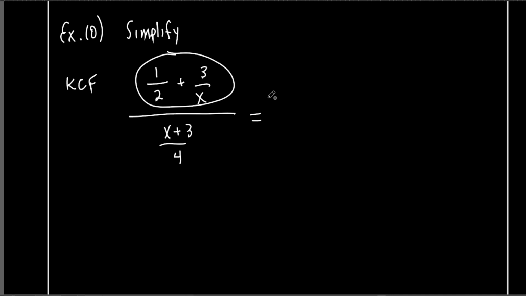You okay with that? I'm not even going to simplify this fraction. I'm not going to add that fraction just yet. I will eventually, but not right now. So let's keep that the same. So that's 1/2 plus 3 over x. I'm going to change this sign to a multiplication. And then I'm going to flip this. So it's 4 over x plus 3.